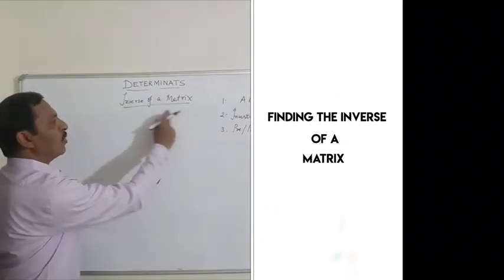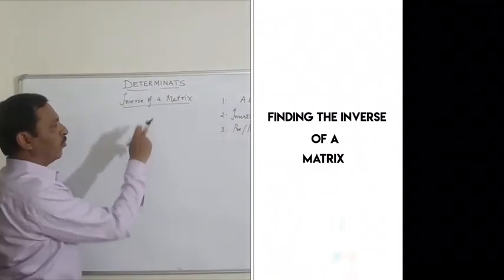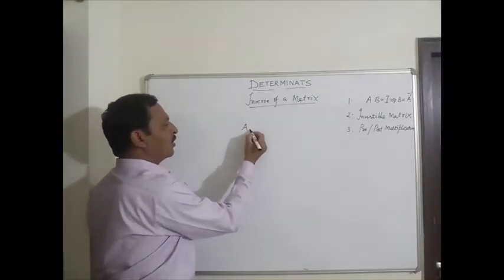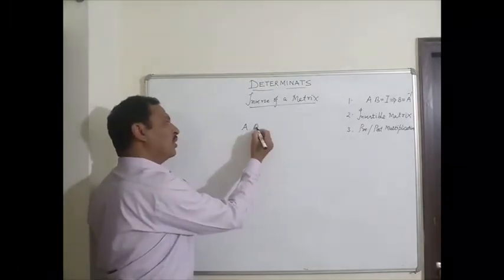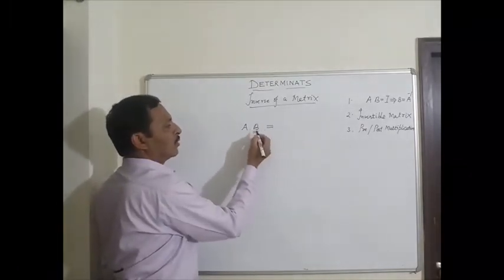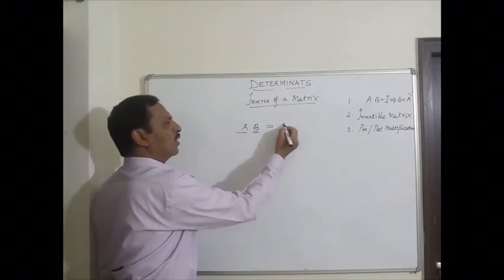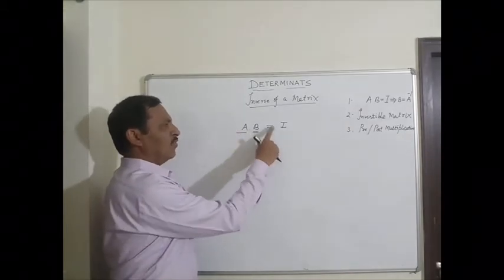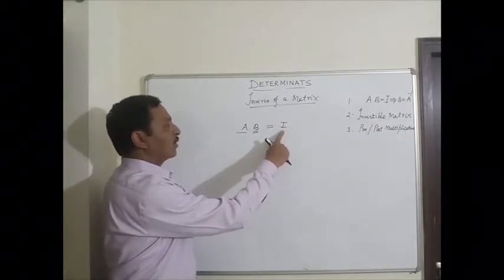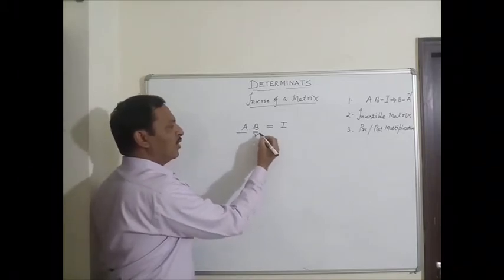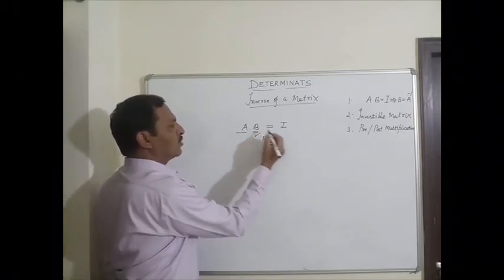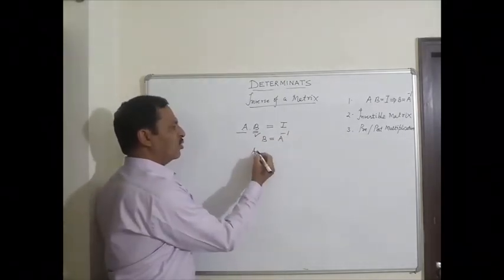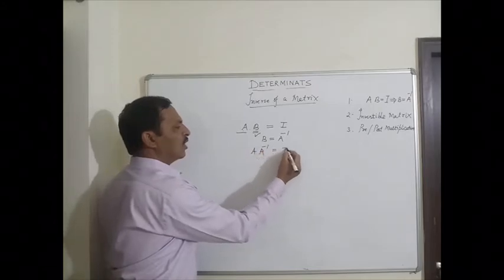Now, what is the inverse of a matrix? Before we understand it, we have the matrix A, and there exists a matrix B such that the product of the two is I. If the product of two matrices is an identity matrix, then this matrix B is called the inverse of A. That is, B equals A inverse. The other way, A into A inverse results in I here.